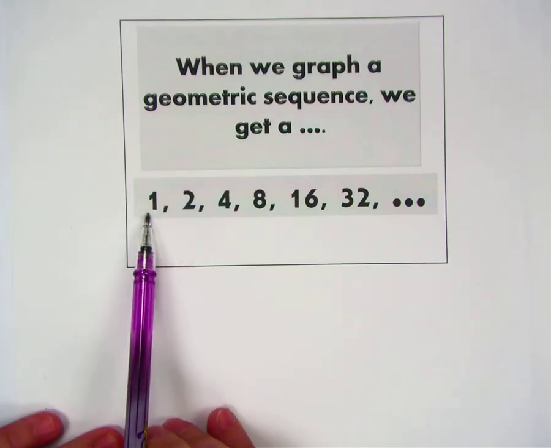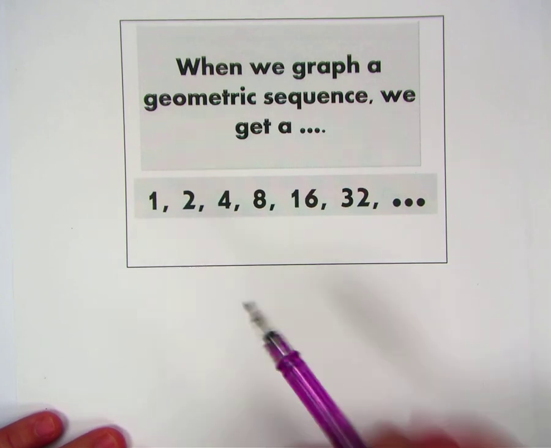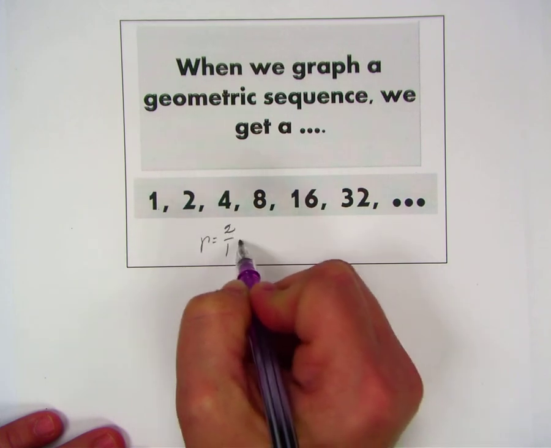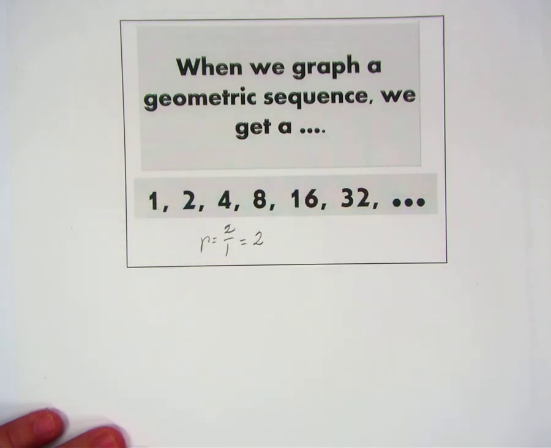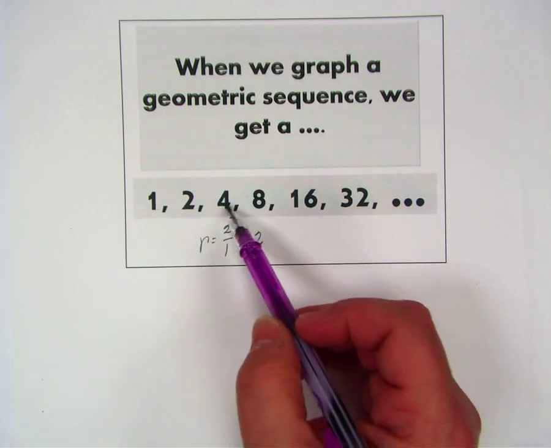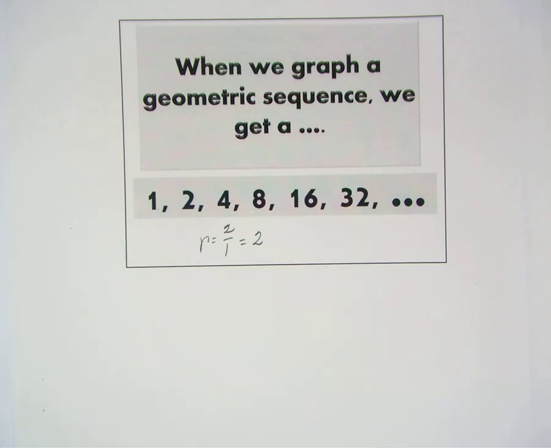Okay, so let's look at this one. I'm going from 1 to 2, 2 to 4. So the common ratio here is 2 divided by 1, which is 2. So it's doubling every time. So you just divide. If you do 4 divided by 2, 8 divided by 4, 16 divided by 8, it's 2. So the common ratio is 2. So it's going up by 2 every time, but it's not adding 2, it's multiplying by 2.